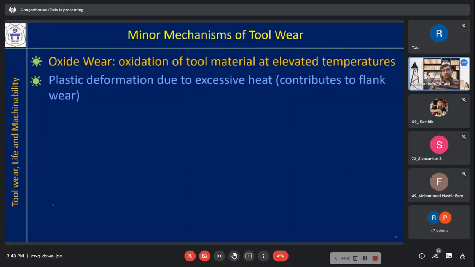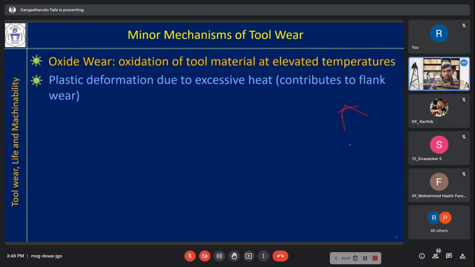And the next is plastic deformation due to excessive heat. Okay, so plastic deformation, we have seen this is one kind of failure. Plastic deformation, that is slightly different. Whatever we have seen earlier was sudden bending of the cutting tool, etc. Here, plastic deformation of the cutting edge due to excessive wear, or flank wear.